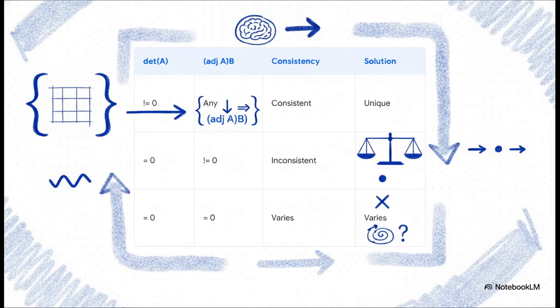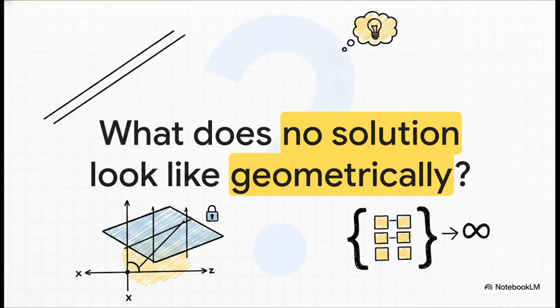You need to calculate the product of the adjoint of A multiplied by matrix B. If that product is not 0, your system is inconsistent, which means there's literally no solution, period. Now, if both the determinant and the adjoint-A-times-B product come out to 0, well, the system might be consistent with infinitely many solutions, or it could be inconsistent with none at all. It varies.